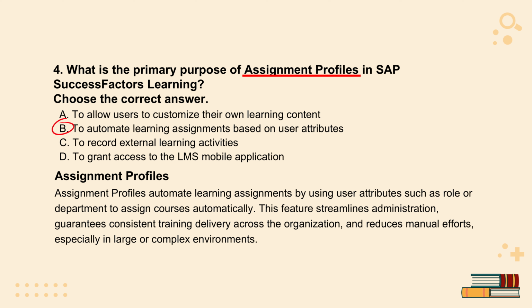So if we connect this to the bigger picture again, assignment profiles are basically the backbone of scalable learning delivery. Absolutely. They drastically cut down the manual effort. They help ensure relevance. People get training that actually applies to them. And they help standardize training across different groups, which is often critical for compliance and consistency. Right. Making sure the right people get the right training automatically. That sounds pretty powerful. It is. It's fundamental for managing learning effectively at scale.